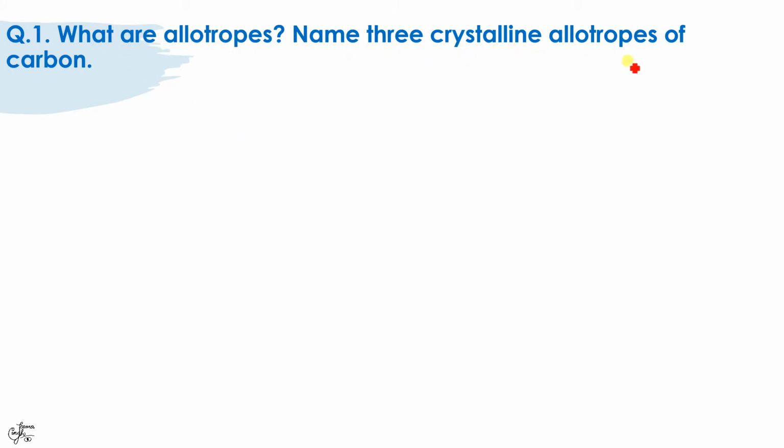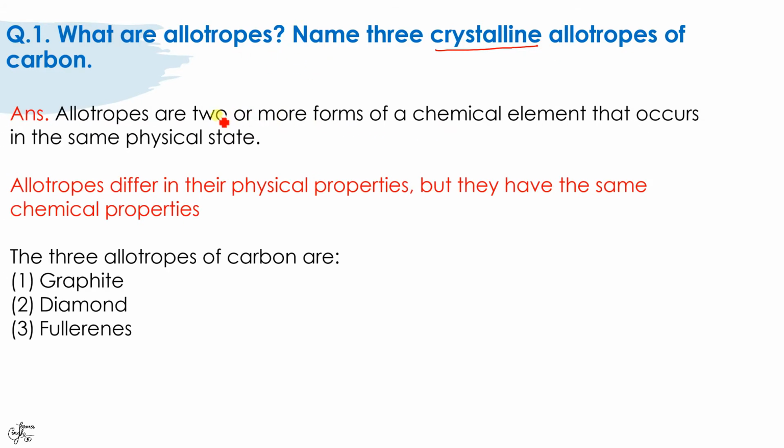The first question is, what are allotropes? Name 3 crystalline allotropes of carbon. Now you've not been told about crystalline and amorphous allotropes. So even if it's a crystalline or allotropes, you have to mention the 3 allotropes that I'm going to discuss right now. What are allotropes? A direct question. Allotropes are 2 or more forms of a chemical element that occurs in the same physical state.